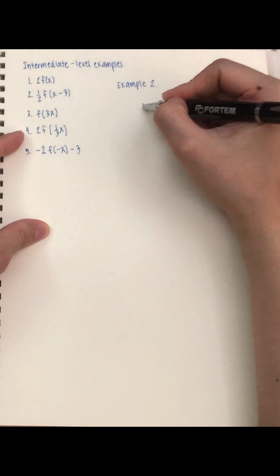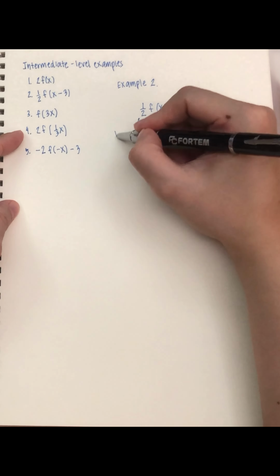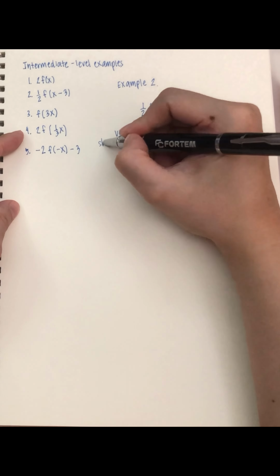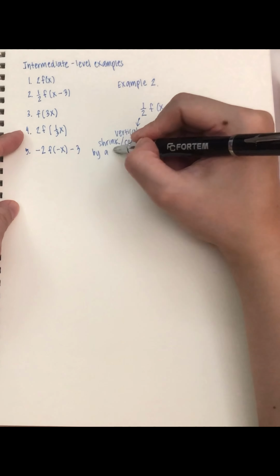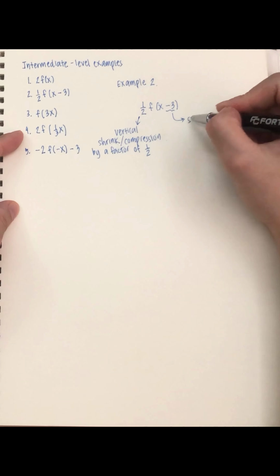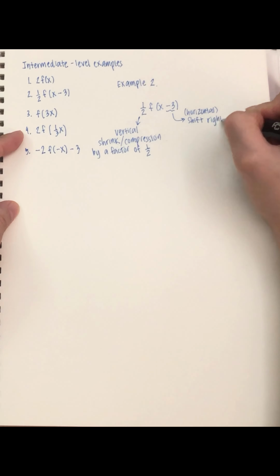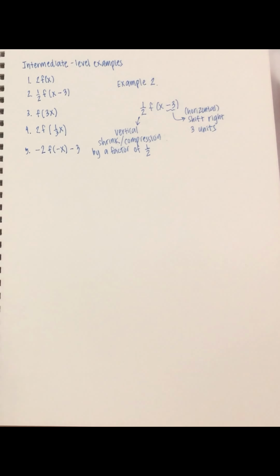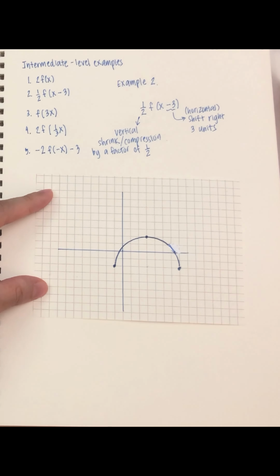Example 2. 1/2 f of x minus 3. So this 1/2 is a vertical shrink, or compression, by a factor of 1/2. And the minus 3 means that there is a horizontal shift right 3 units. So just work with the same graph, and let's do it point by point.